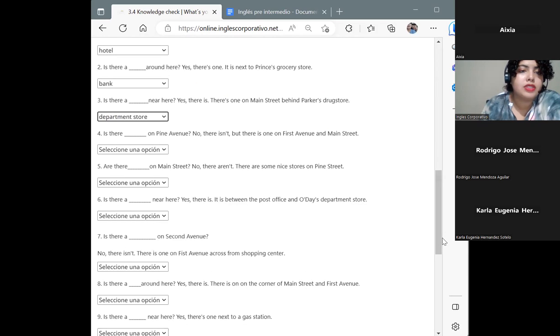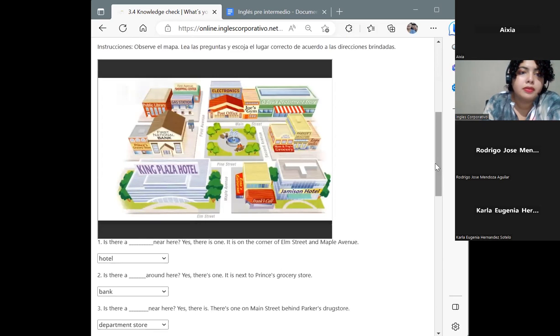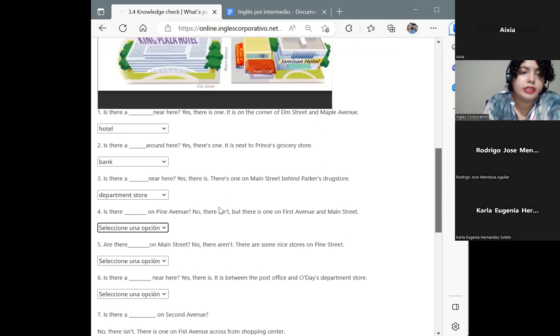Then we have, is there a ___ on Pine Avenue? No, there isn't, but there is one on First Avenue and Main Street. Tenemos uno en First Avenue and Main Street. What is this? Coffee, gas station, or hotels? Gas station. Okay, gas station.